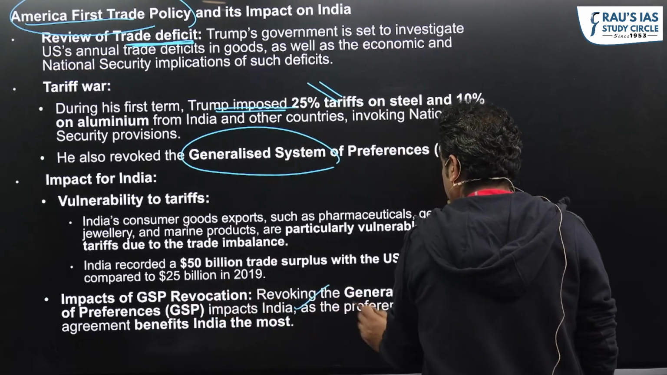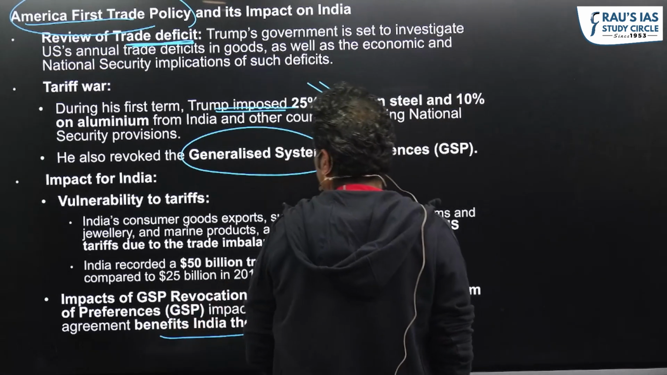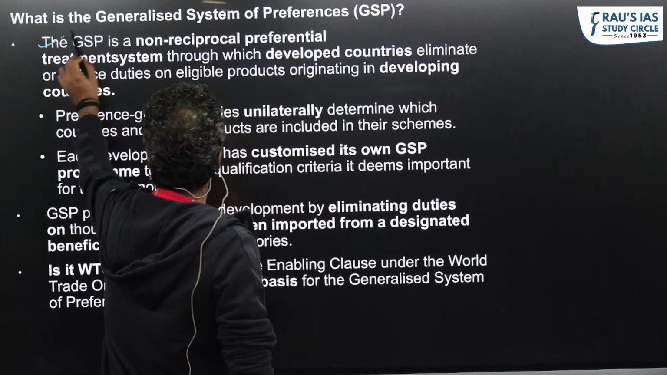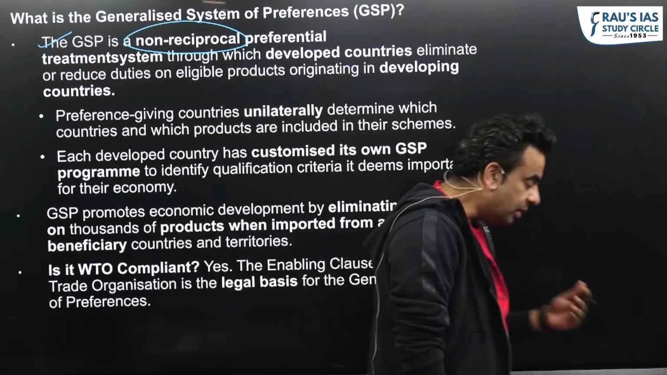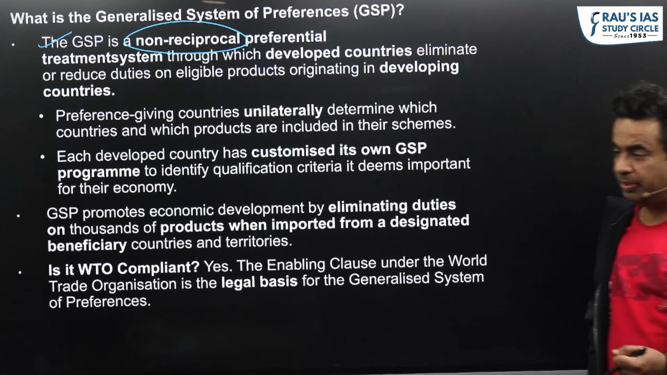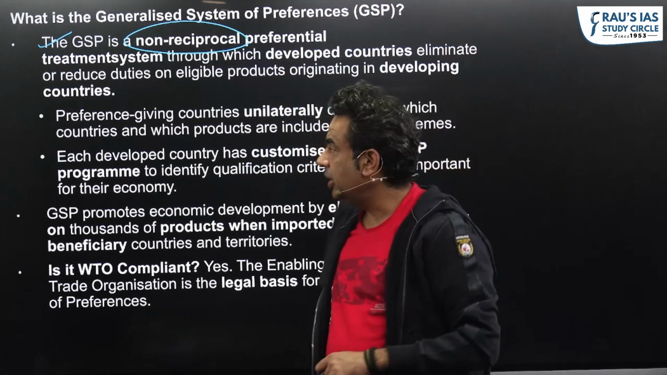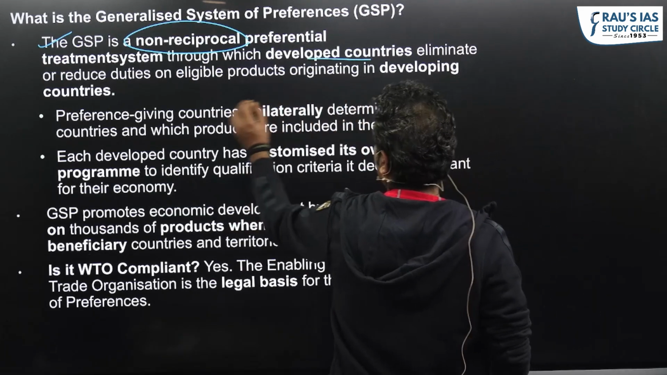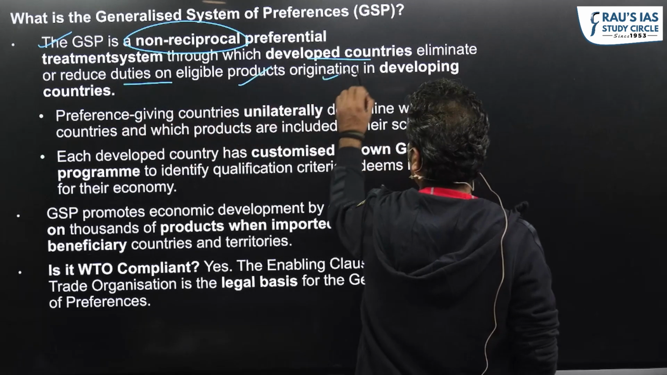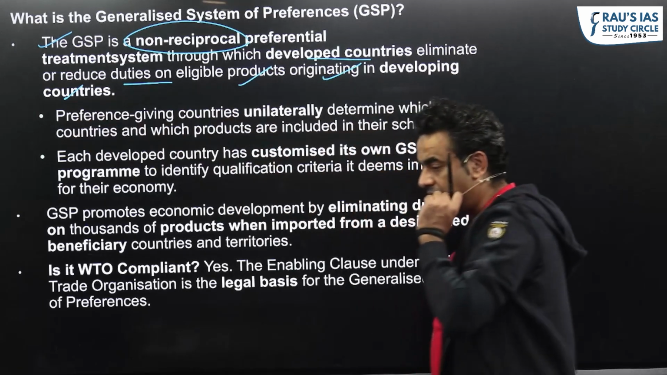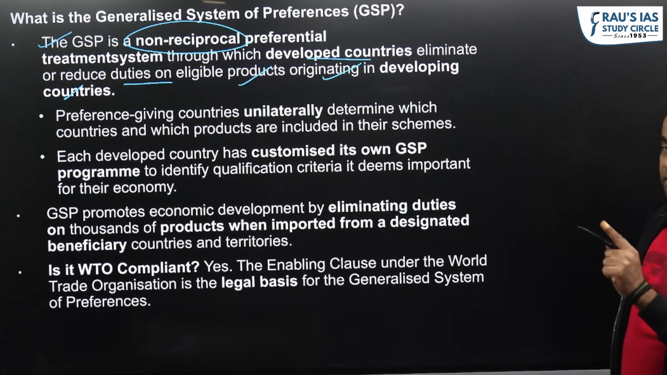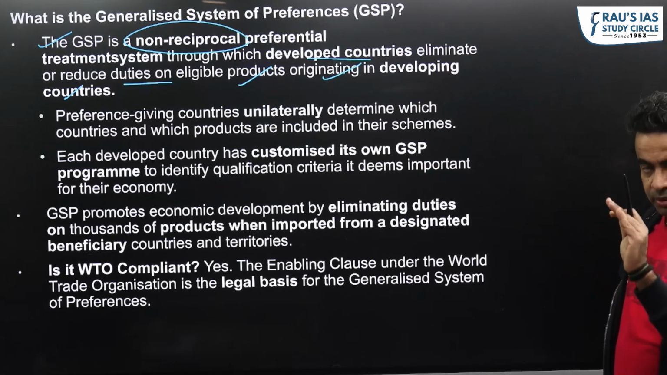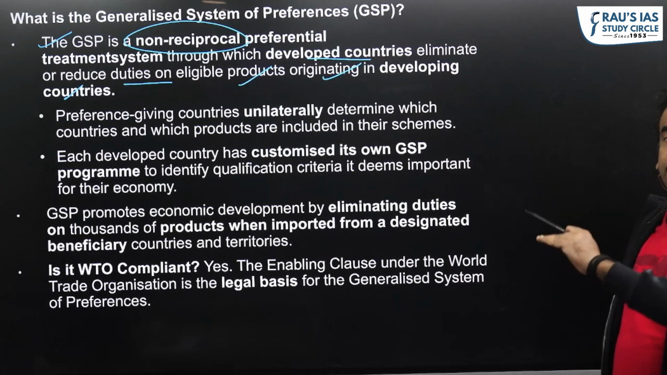This GSP, the preferential trade, was benefiting India the most, but now it has been revoked. GSP is non-reciprocal, meaning if developed countries give some preferences to a developing country, the developing country is not expected to return the favor. It is a non-reciprocal preferential treatment through which developed countries reduce their duties on products coming from developing countries, to help them grow. But it is they who decide on which products they want to give preference or reduce duties. It's not for all the trade.